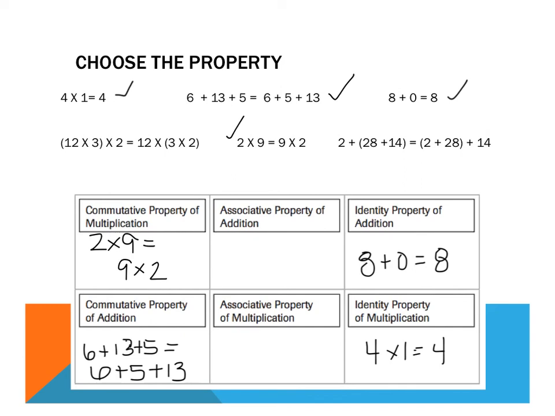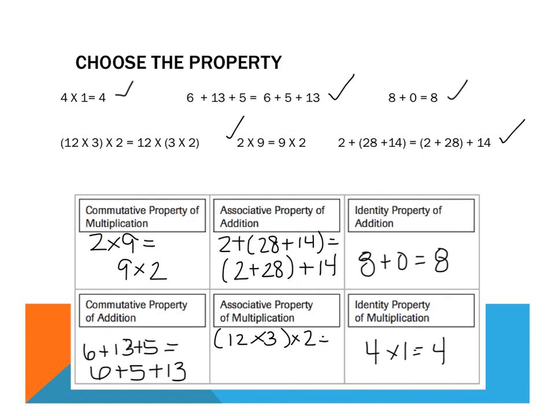The associative property of addition, our addends are going to stay the same, but our grouping is going to change. And I find that where here, now the 2 and the 28 are grouped instead of the 28 and the 14. And lastly, associative property of multiplication. First, they grouped the 12 and the 3, and then they grouped the 3 and the 2. Factors stayed in the same order, just grouping changed.